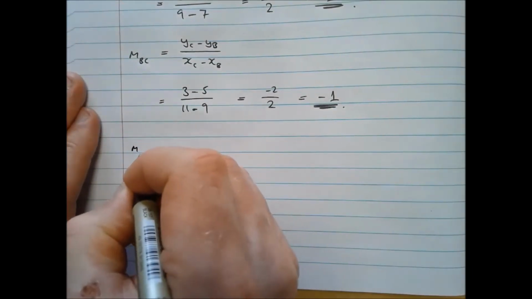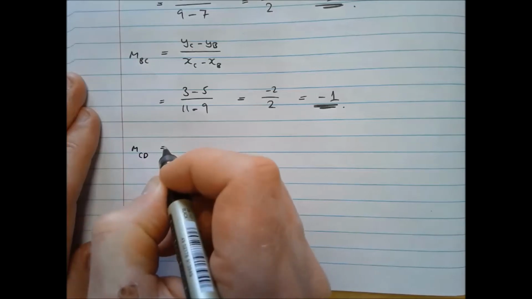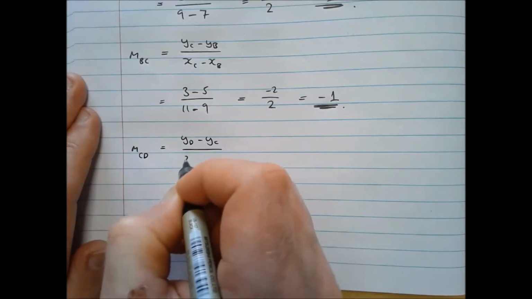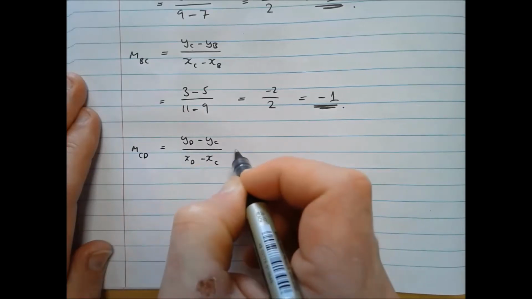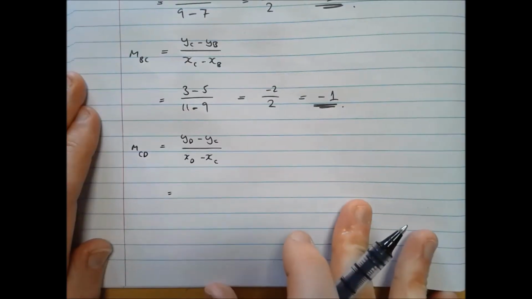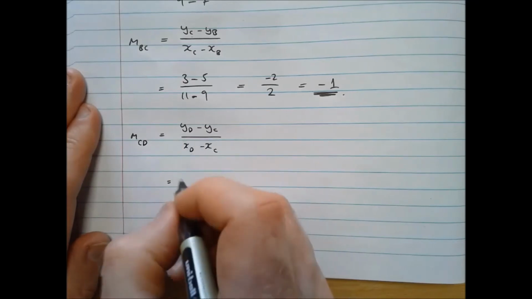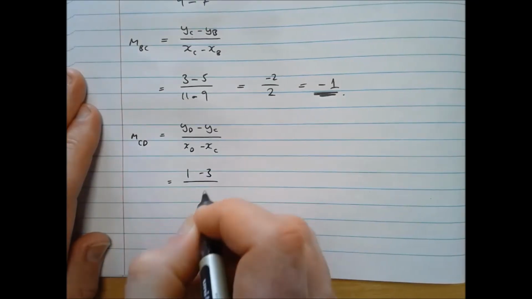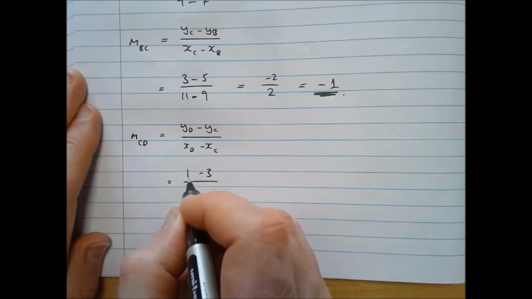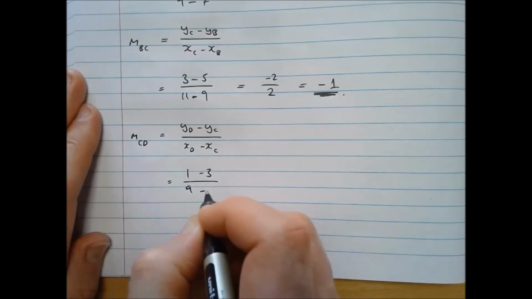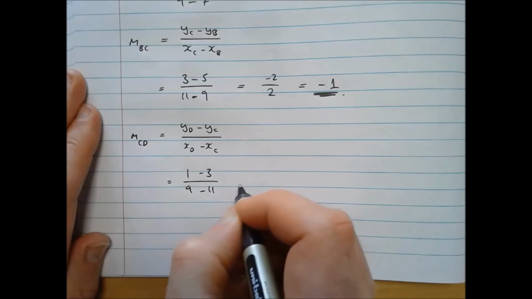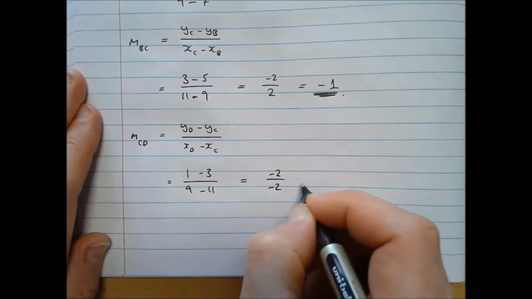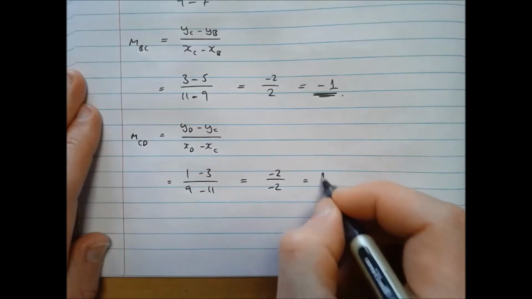So then the gradient of C to D is going to be yD minus yC over xD minus xC. yD is 1 and yC is 3, xD is 9 and xC is 11. So we've got negative 2 over negative 2, which is positive 1.